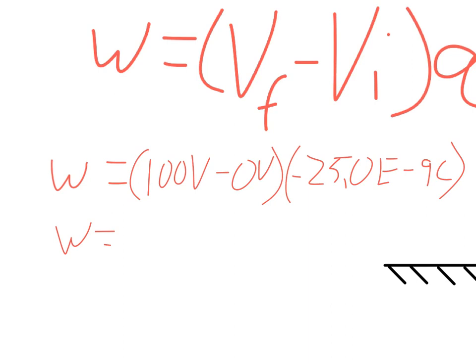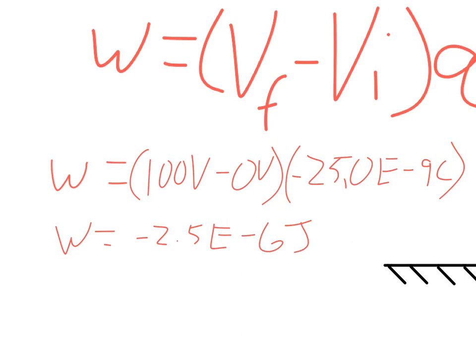If I expanded that out, I would get negative 2.5 times 10 to the negative 6th, and this is work, which is measured in joules. If you remember, a volt is a joule per coulomb, and we're just taking a joule per coulomb times a coulomb, so the coulomb part factors out, and we're left with joules.